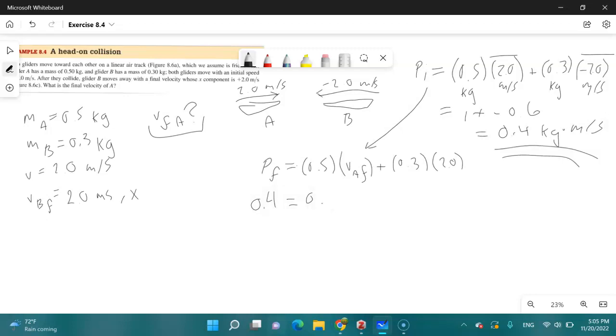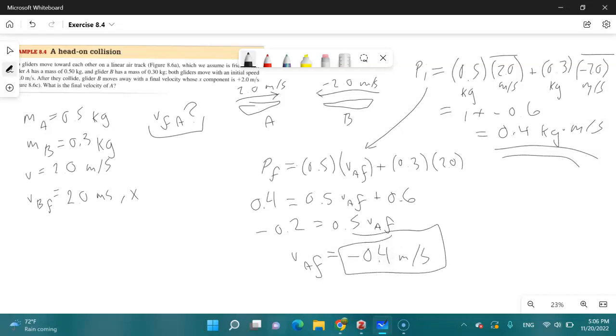And then we'll work from here: 0.5 times the final velocity of A, plus 0.6. If we subtract 0.6 from both sides, we're going to have negative 0.2 equals 0.5 times the final velocity of A, and that's going to leave us with A's final velocity is negative 0.4 meters per second. That is the final velocity of A that we have found.